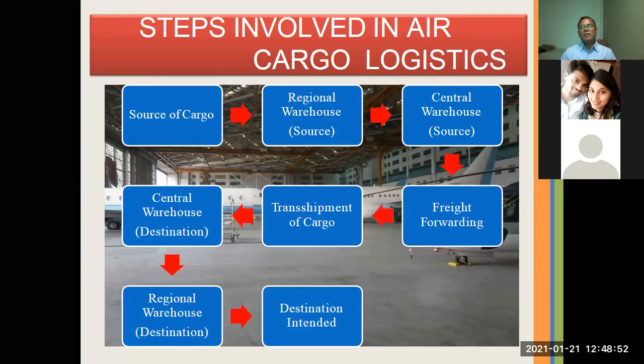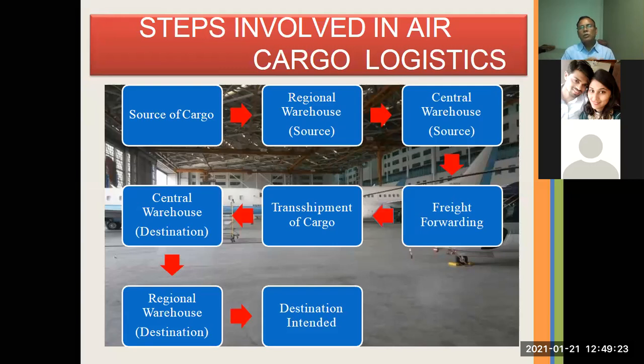Now let's start. Understand the steps involved in air cargo logistics. As you know, the aviation sector is a part of the transport industry, and in the transport industry, air transport is one of the pillars. When we talk about transportation, we mean both passenger as well as cargo. So both play a very important role.